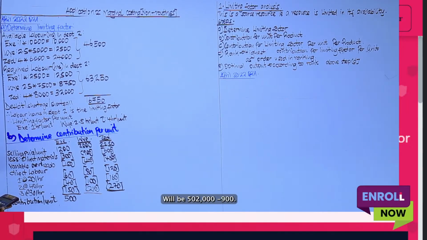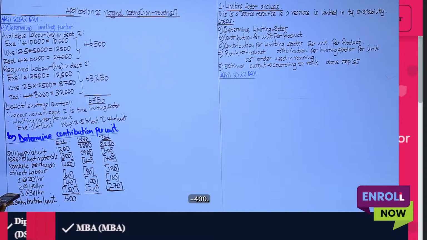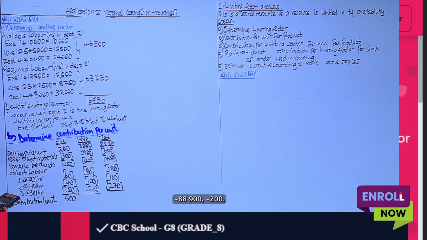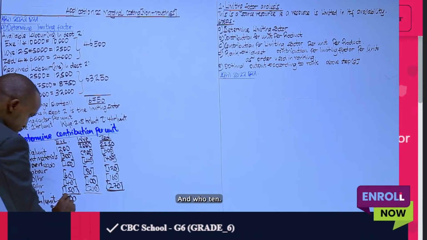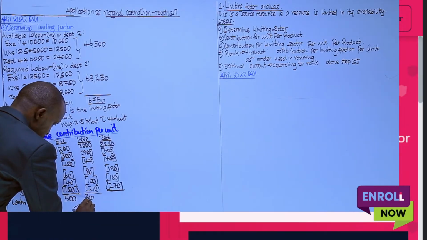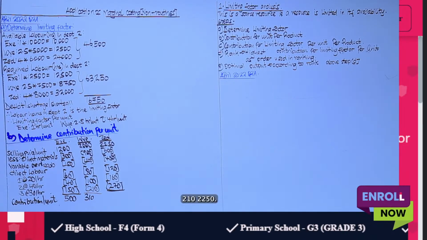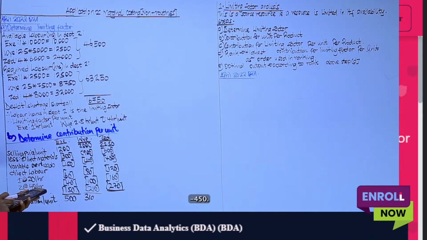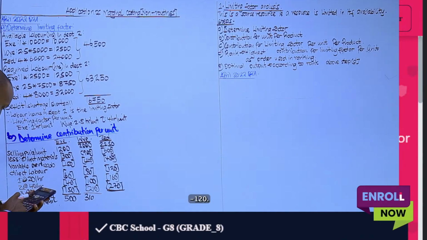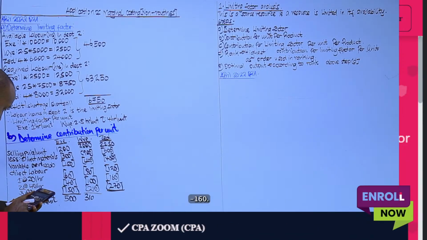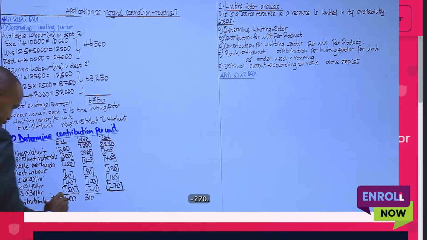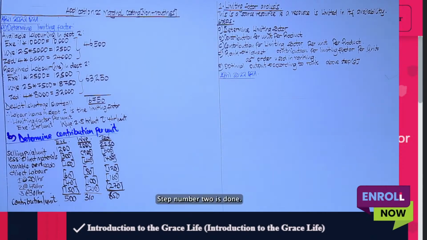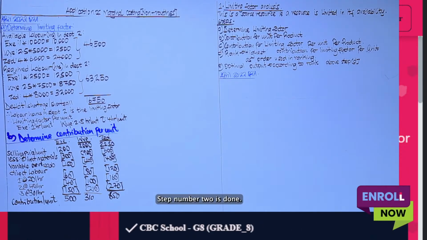2000 minus 900 minus 400 minus 80 minus 100 minus 210 gives 310. 2250 minus 600 minus 450 minus 120 minus 160 minus 270 must be 650. Step number 2 is done.